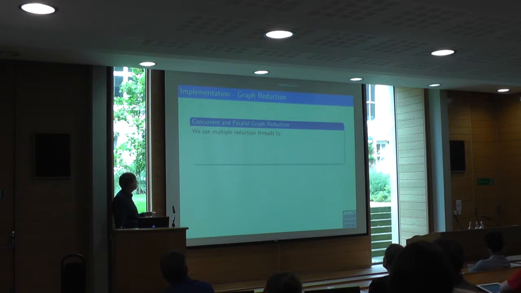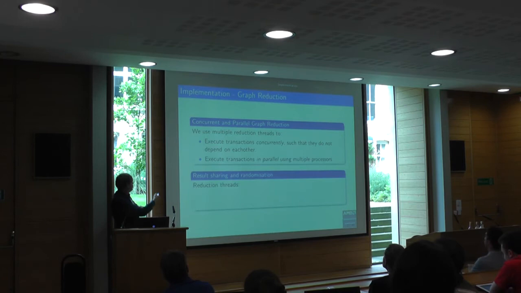Well, what is another approach? I'm going to discuss this properly. Just to be clear, people ask what's the difference between concurrent and parallel. In this sense, I'm talking about concurrent when we execute transactions and ensure that they do not depend on each other, so that you can interleave them. And by parallelism, you mean we actually use multiple processors.